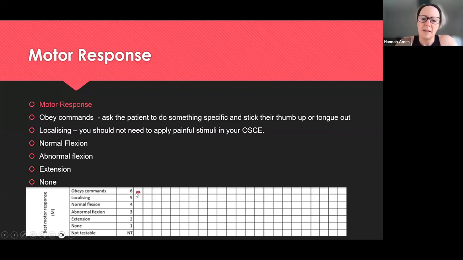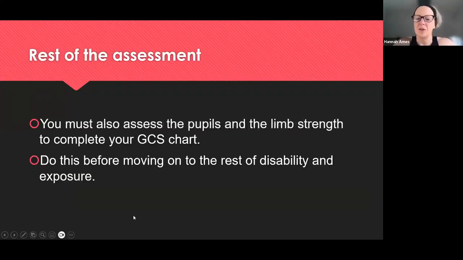So in terms of your OSCE, patients should be obeying commands, but again, make sure you assess that and demonstrate that knowledge. And I'd mark that with a dot in my 6 there. Once you've done your eye response, verbal response, motor response, you need to do the rest of your assessment and documentation on your GCS chart.